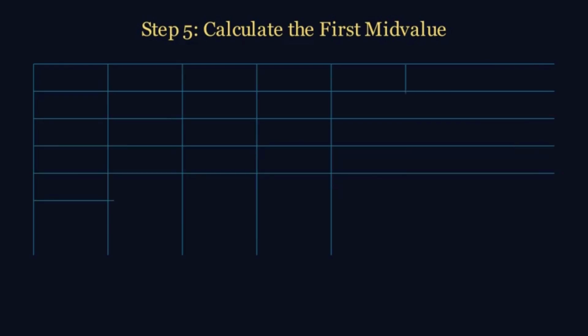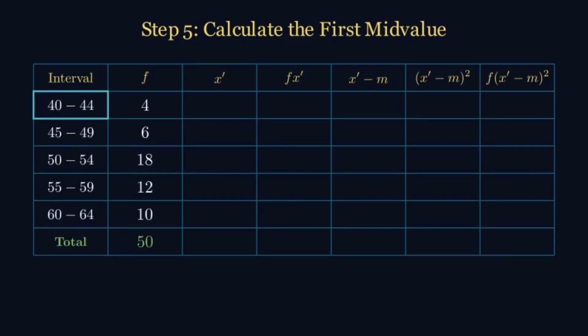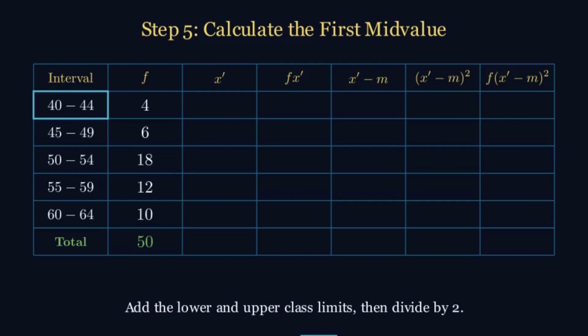Calculate the first mid-value. Here we begin by finding the mid-value of the first class interval. Add the lower and upper class limits. Then divide the result by 2. For the interval 40 to 44, the mid-value is 42.